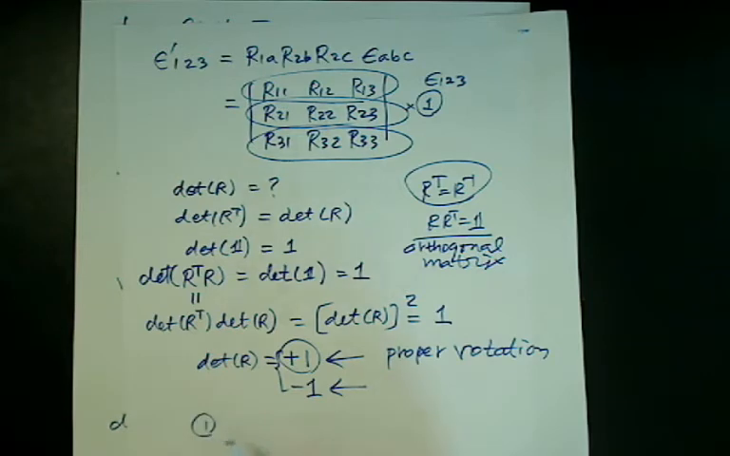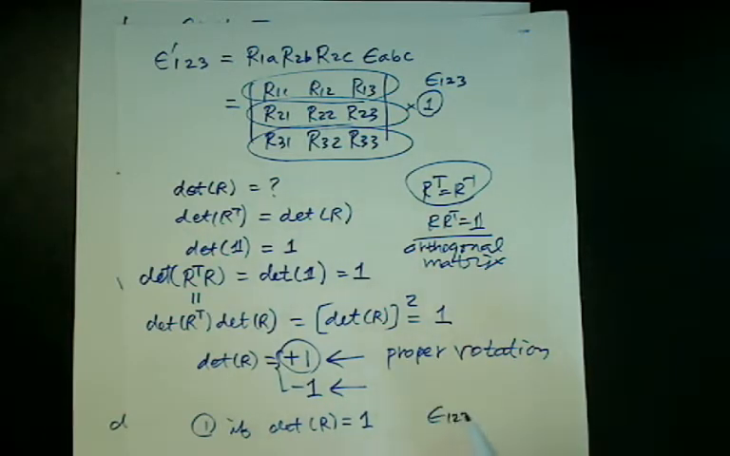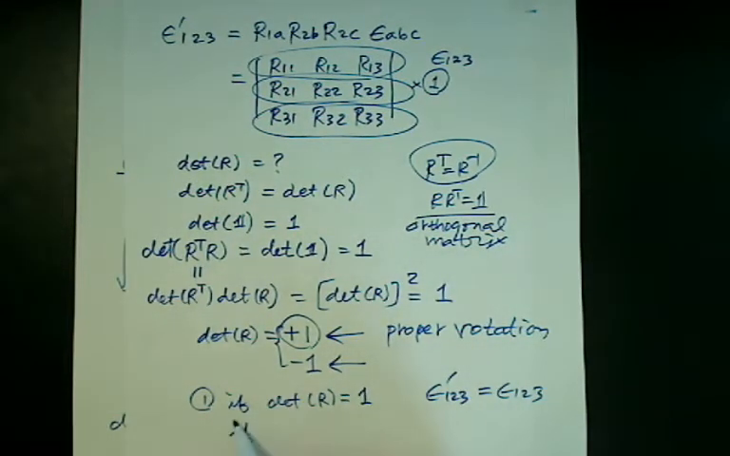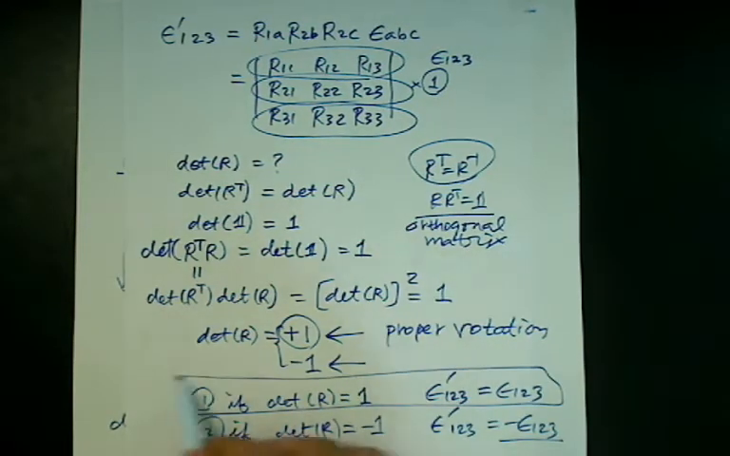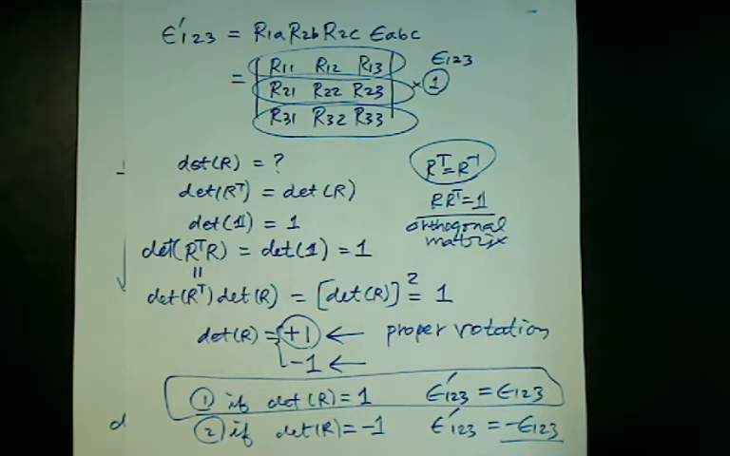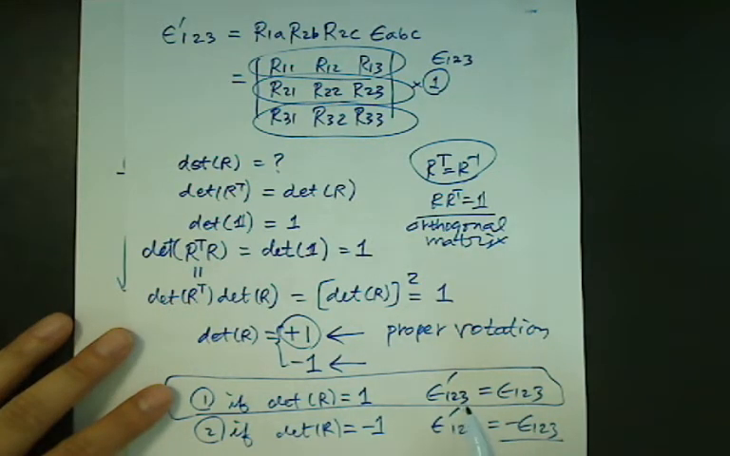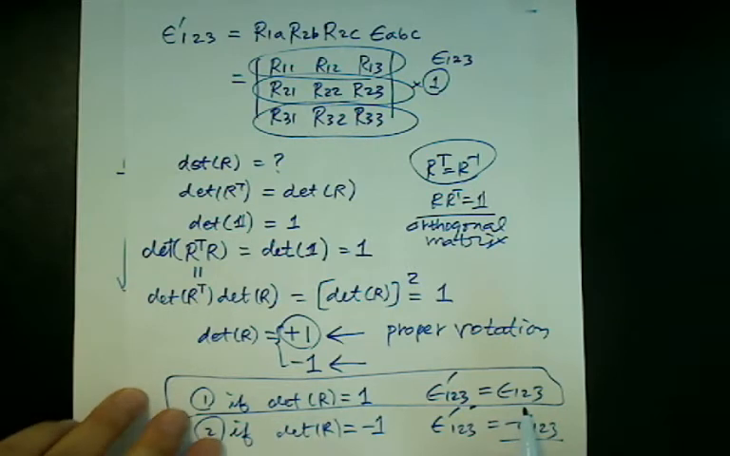So first, if the determinant of R equals 1, then epsilon prime 1, 2, 3 equals epsilon 1, 2, 3. If the determinant of R is minus 1, improper rotation, then epsilon prime 1, 2, 3 equals minus epsilon 1, 2, 3. This is not invariant, but as far as the determinant of R is 1, epsilon prime 1, 2, 3 is the same as epsilon 1, 2, 3.